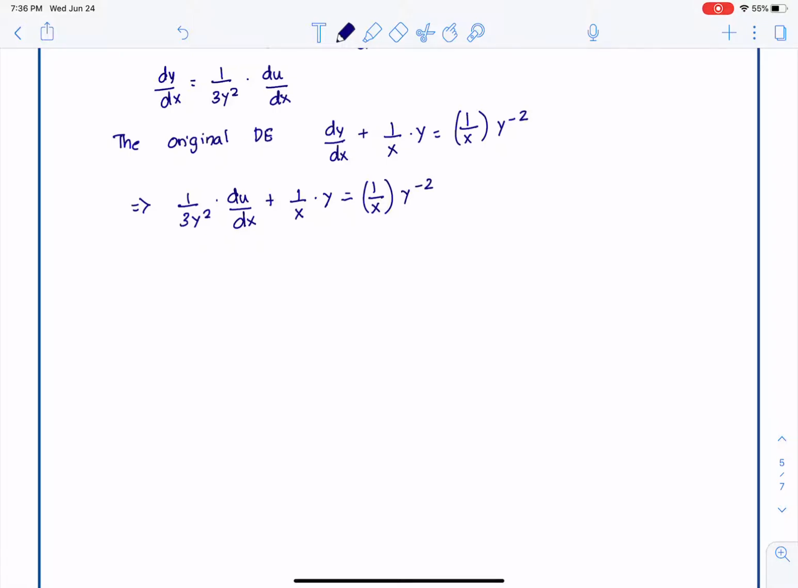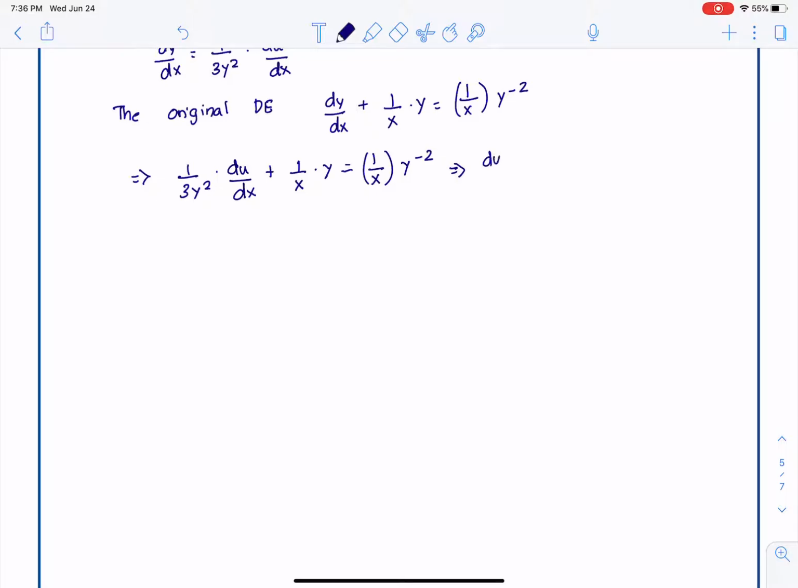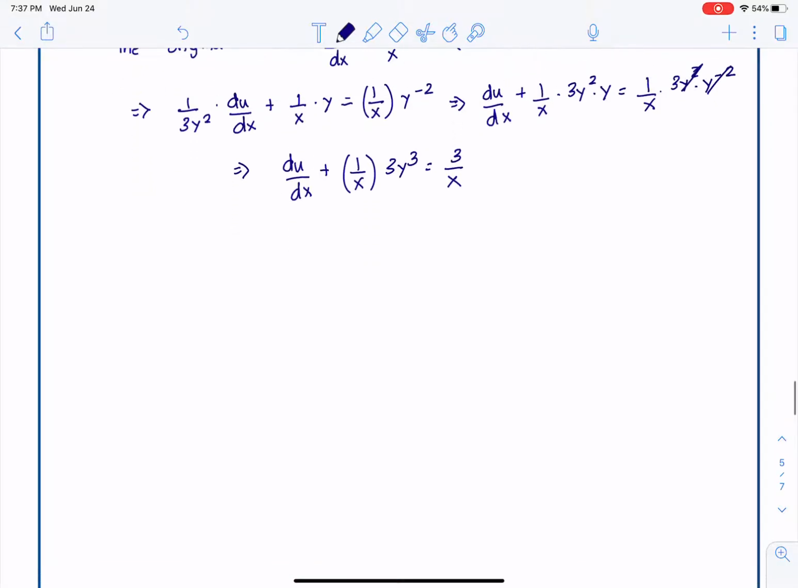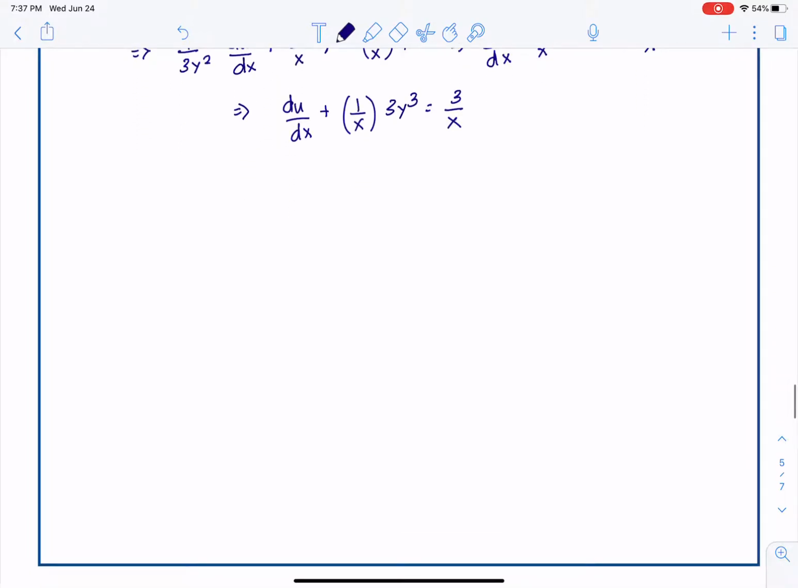Multiply both sides by 3y squared. So we will have du over dx plus 1 over x, 3y squared times y, equals 1 over x times 3y squared times y raised negative 2. Those two would go away, and we will have du over dx plus 1 over x multiplied by 3y cubed equals 3 over x. But we know that u is y cubed, so I could rewrite it as du over dx plus 1 over x, 3u equals 3 over x.